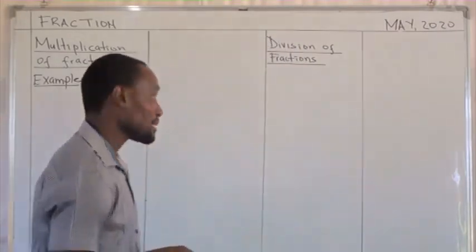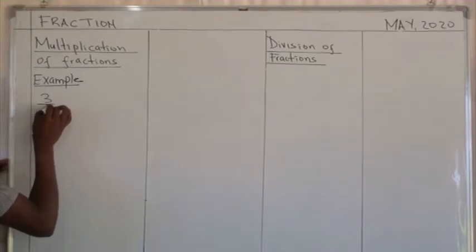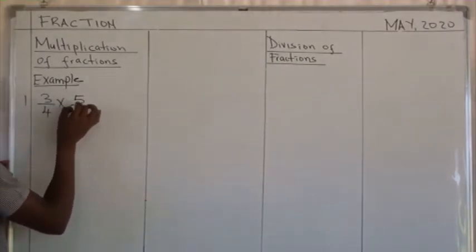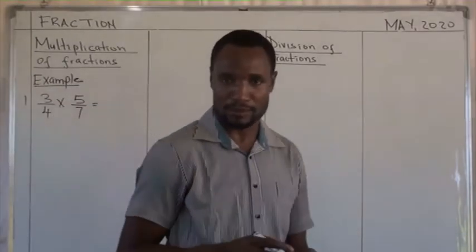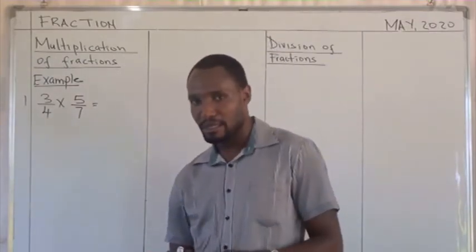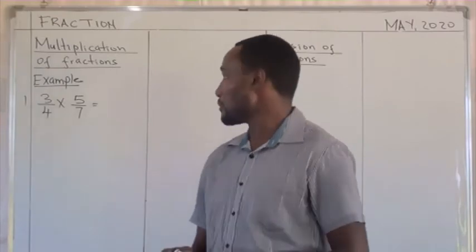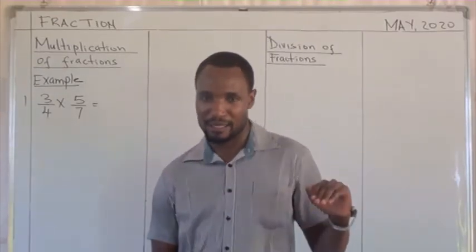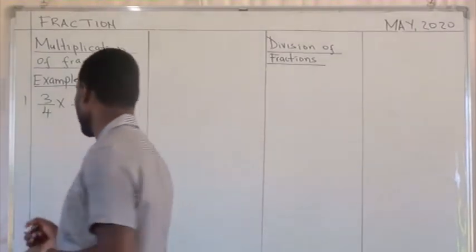Let me start by giving you an example. For instance, we write 3 over 4 times maybe 5 over 7. How do we solve such a question? Now, this is what you do. If you have done your own research, because I told you to research this, you'll find out that we start by multiplying the numerators, then we multiply the denominators. Then we come up with our answer.